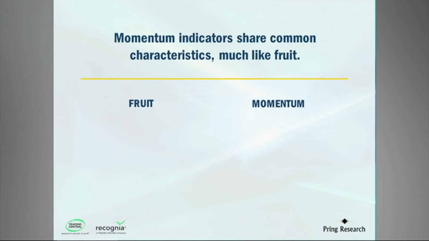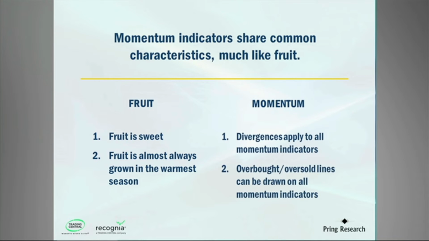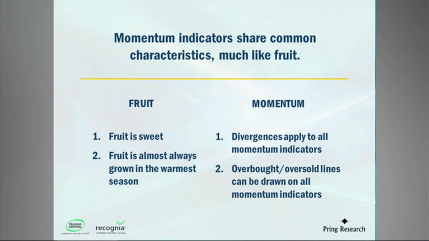Just as fruit describes apples, oranges, grapes, and so forth, momentum embraces many different indicators. Just as all fruit has specific characteristics that apply to them all, so do momentum indicators. For example, fruit is usually sweet and typically grown in the warmest season. In the same way, momentum indicators have specific interpretive techniques that apply to all of them.